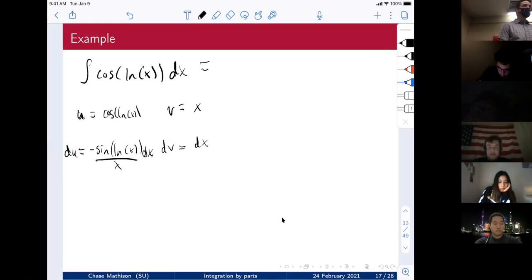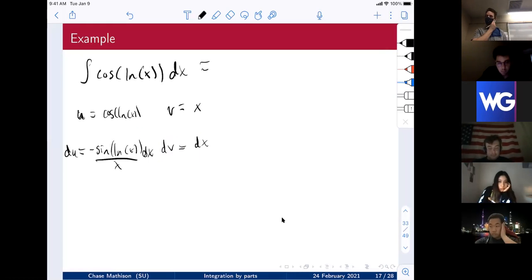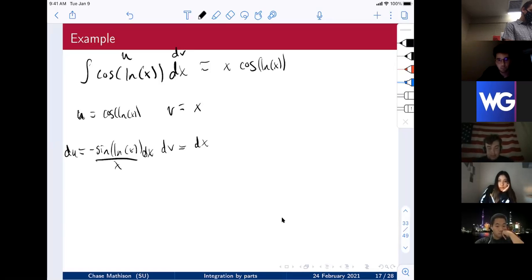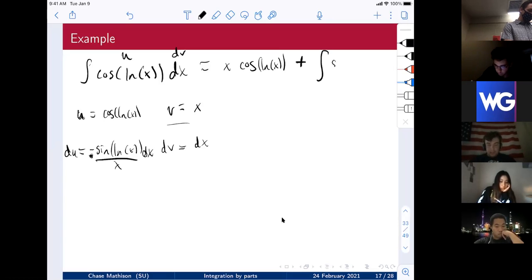So let's plug that in up here. Oh, I love this integral so much. So we're going to get uv. This is u, this is dv. So uv is x cosine of natural log of x minus the integral of v du. Well, this minus here is going to turn this into a plus. And so I'm going to get plus the integral of, well, v du is sine of natural log of x dx.